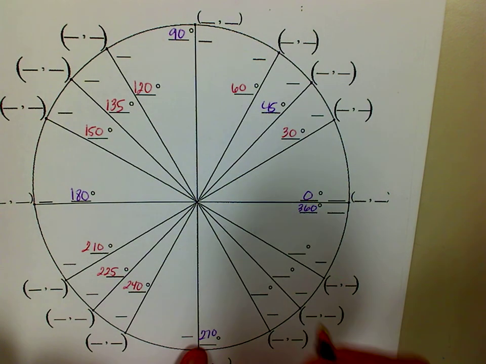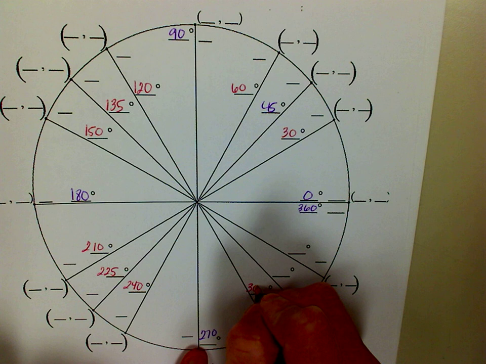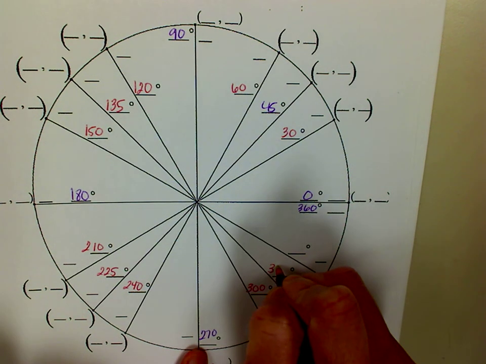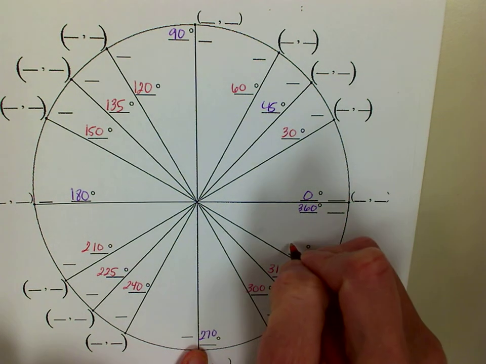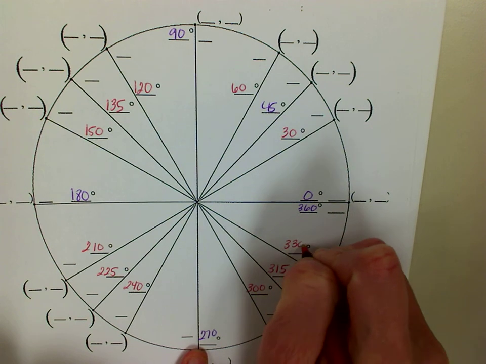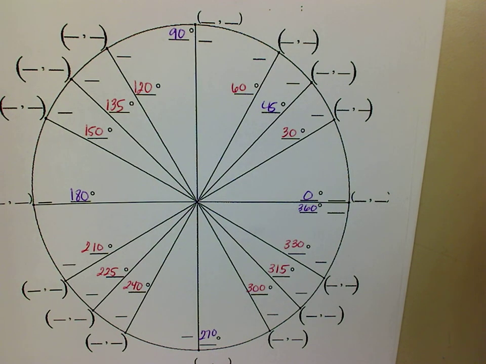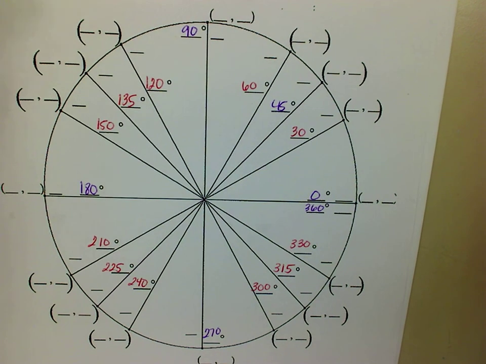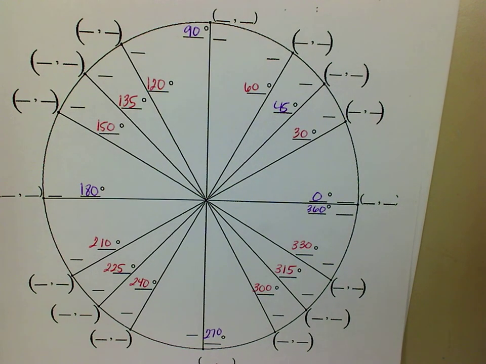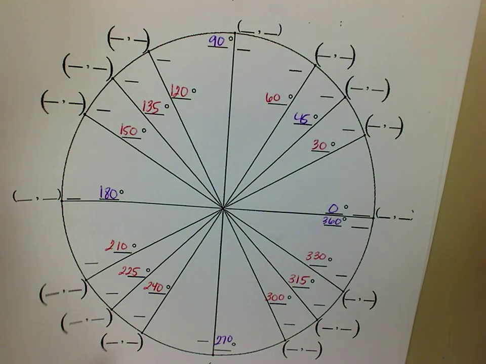Then I'm going to repeat. Add 30, add 15, and then add 15 again, and then add 30. All right, so those are all the degrees. So I'm going to have to refer back to this as we do today's lesson.